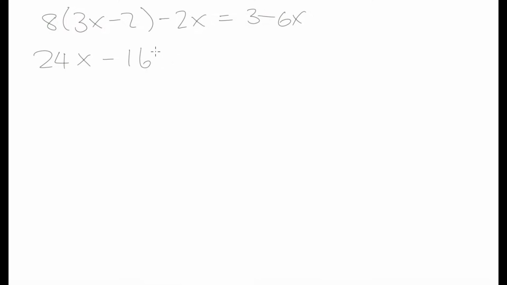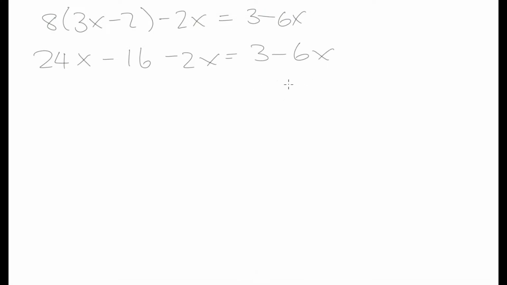Let's say you are given this equation. So when we look at this equation here, the first thing that we want to do is we want to expand this out so that we have all of our terms in the most expanded form possible. So let's actually multiply this 8 into these brackets here. So 8 times 3 is 24, so we're going to get 24x. 8 times minus 2 is going to be negative 16. And then we have our minus 2x here, and this side of the equation is going to stay the same for now.